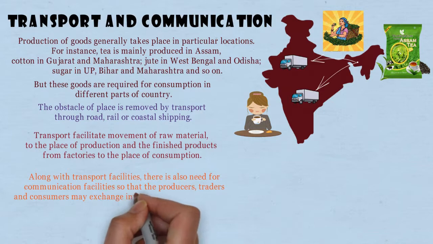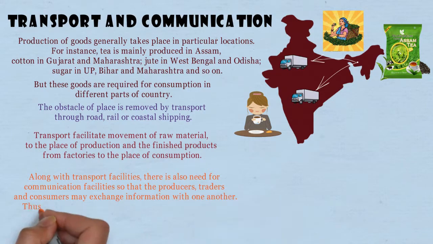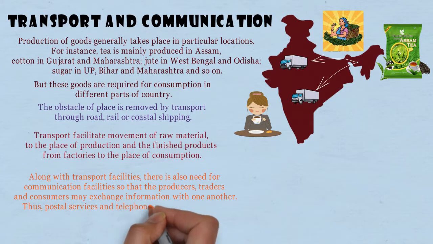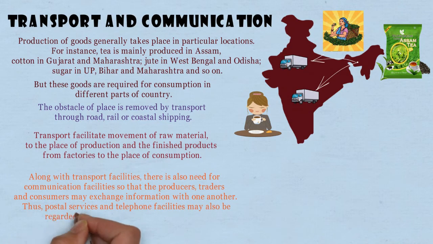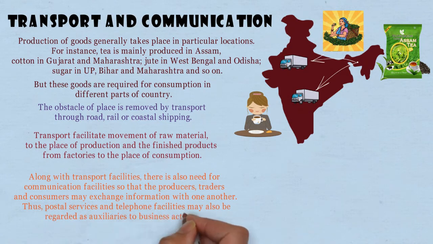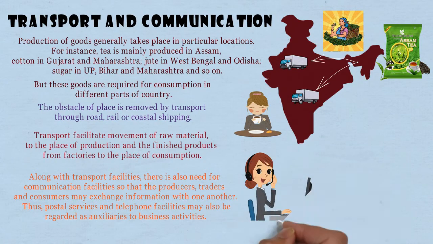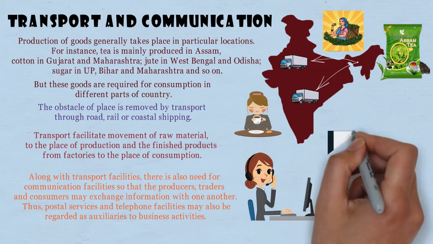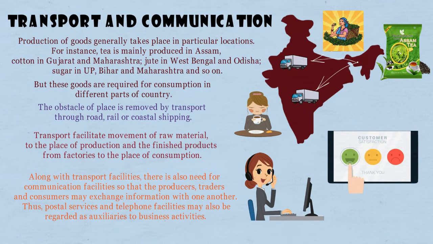Along with the transport facility, there is also a need for communication facilities so that producers, traders and consumers may exchange information with one another. Thus, postal services and telephone facilities, and nowadays the most popular internet facilities, may also be regarded as auxiliaries to business activities. Say for example, we need to place an order, or we need to file a customer complaint, or need to send a customer feedback. For all these we require communication. Thus, communication is also an auxiliary to trade.